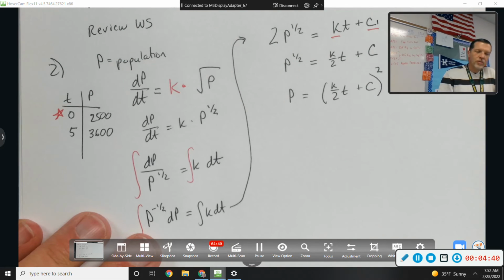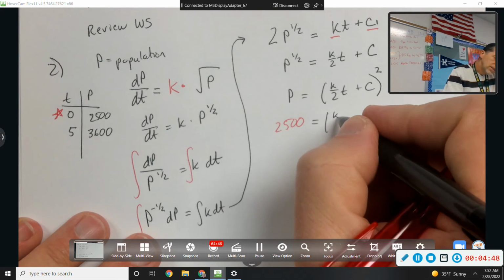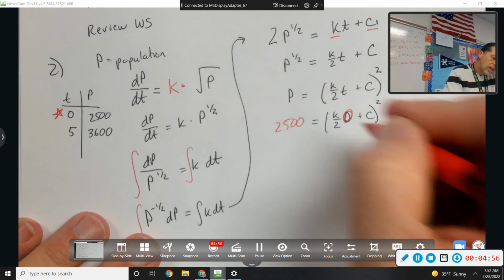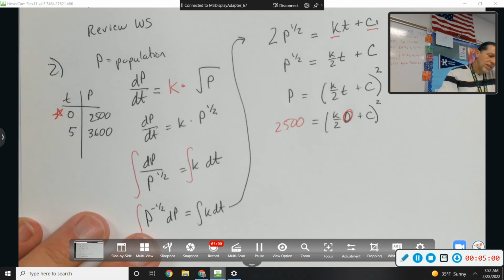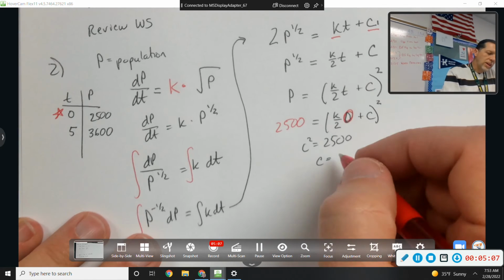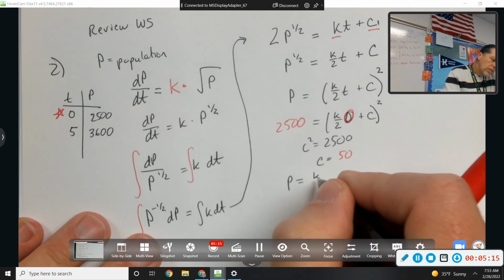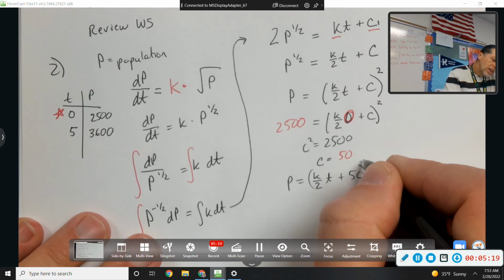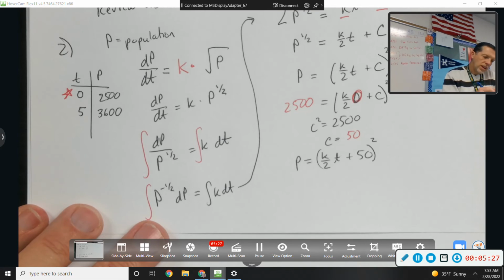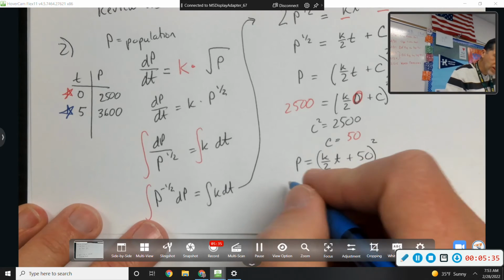Let's use the 0 first because hopefully that makes life a little easier. So 2,500 equals (k over 2 times 0 plus c) squared. So that's kind of nice. c squared equals 2500. So that would be 50. So P equals (k over 2 times t plus 50) squared. So I found c. Now I need to find k, but I've got one more point to plug in, and hopefully I can algebra my way toward k.